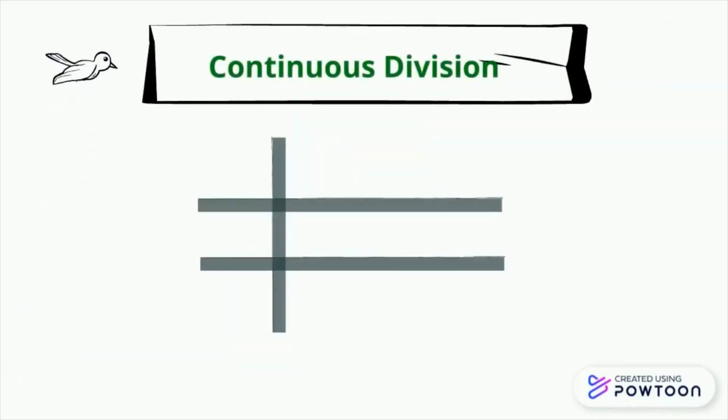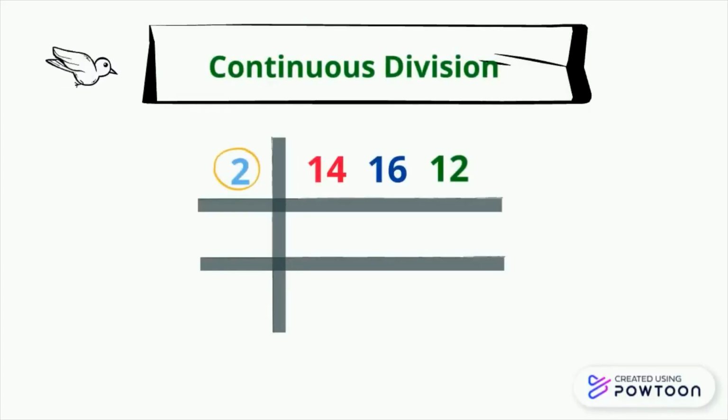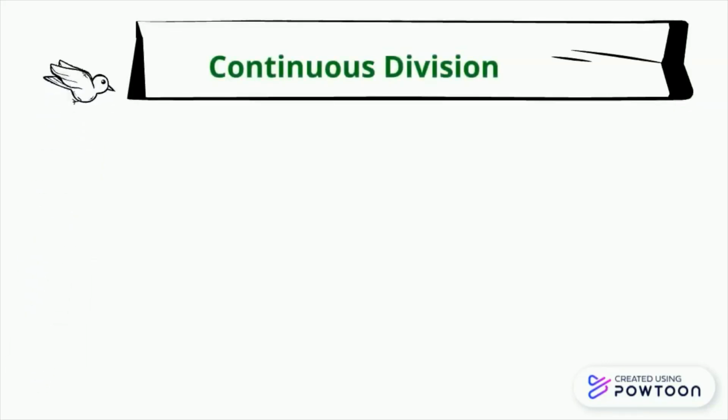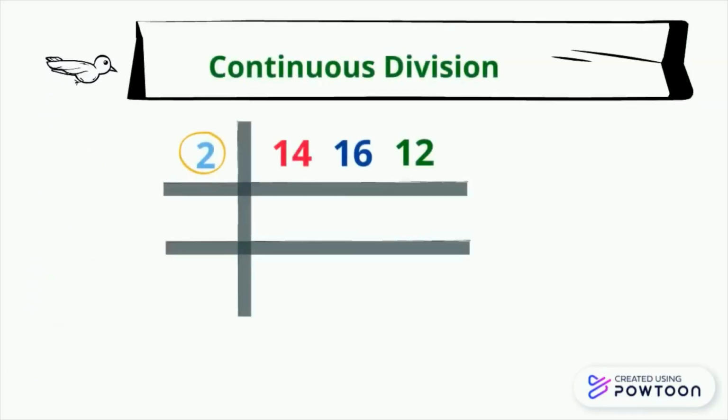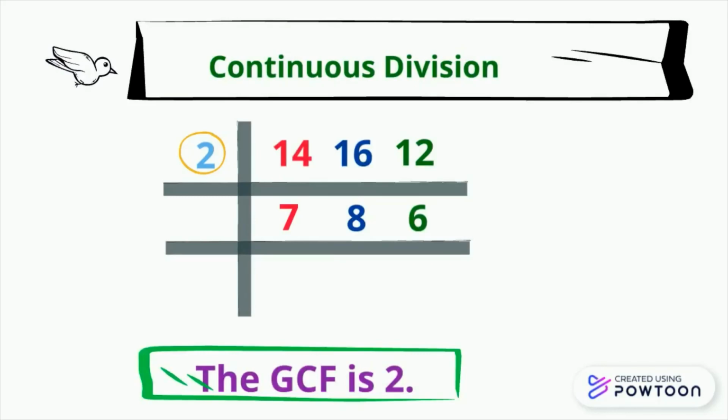Now the GCF. The numerals 14, 16, 12 are divisible by 2. As we divide all the numbers by 2, the results are 7, 8, and 6 respectively. There is no divisibility number for 7, 8, and 6. Therefore, the GCF is 2. You see the differences? I hope you do.